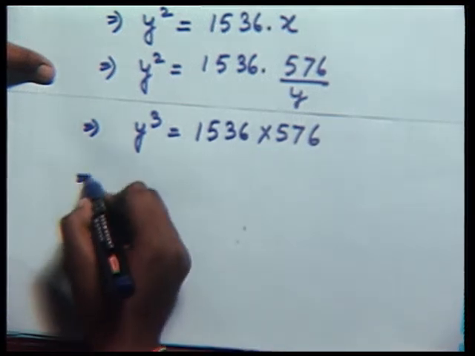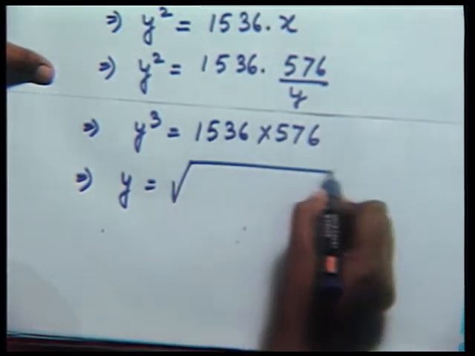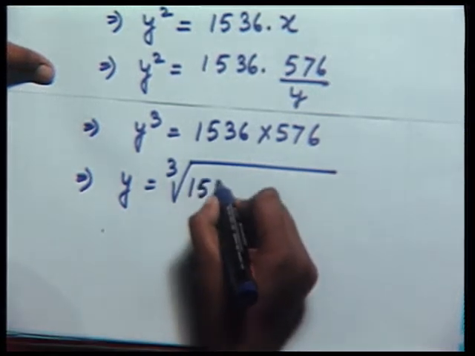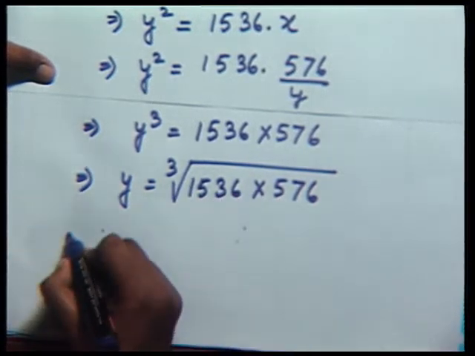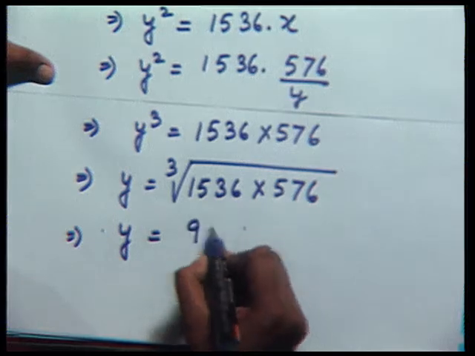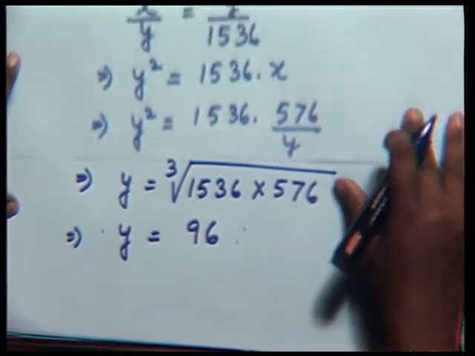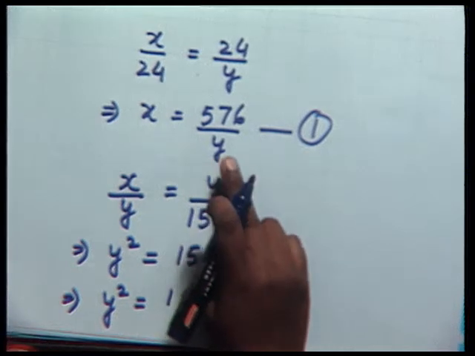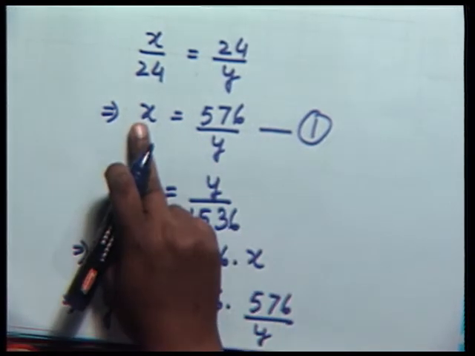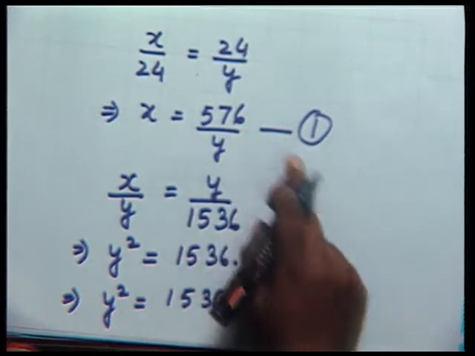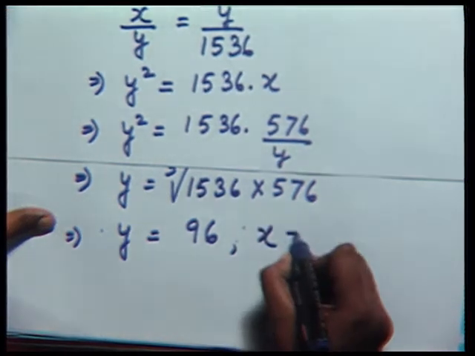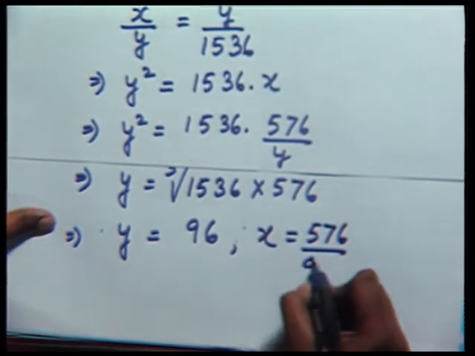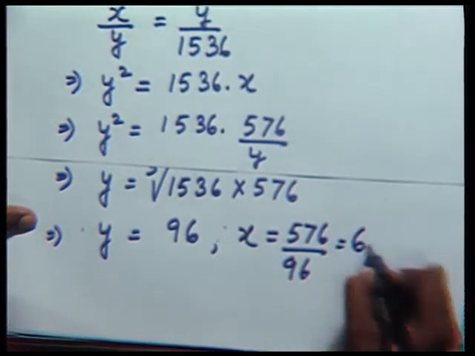576, which implies that y is equal to cube root of 1536 into 576. Solving this, we get the value of y as 96. Now, if the value of y is 96, substituting the value here, we get the value of x as 576 upon 96, that is equal to 6. So, let us write here, from equation 1, we get the value of x is 576 upon 96, which is equal to 6. Let us now learn about a few useful results on proportion.